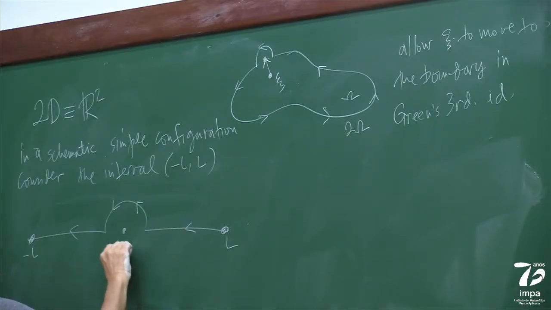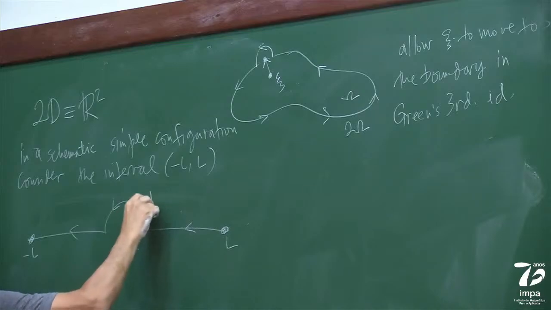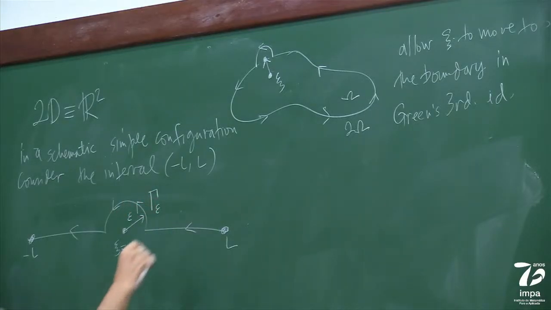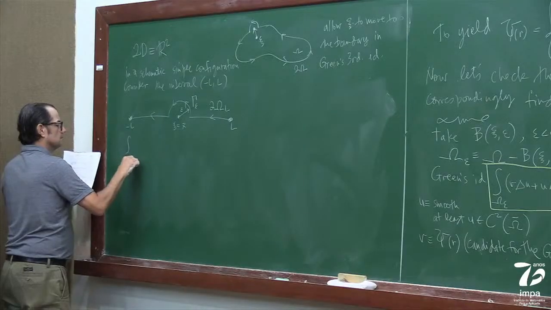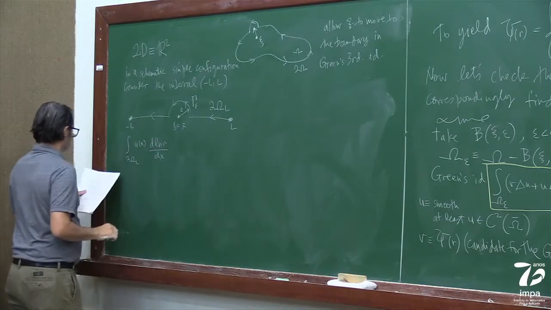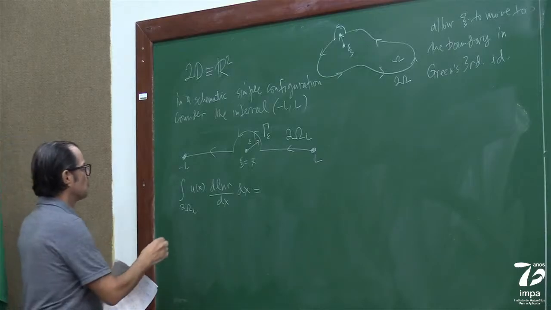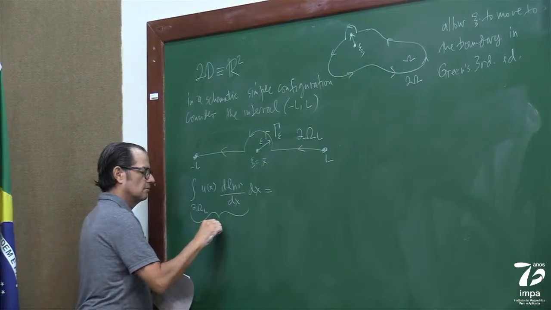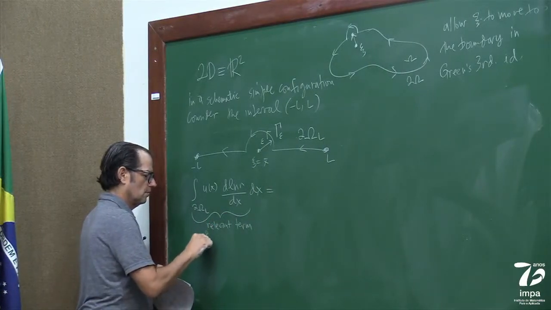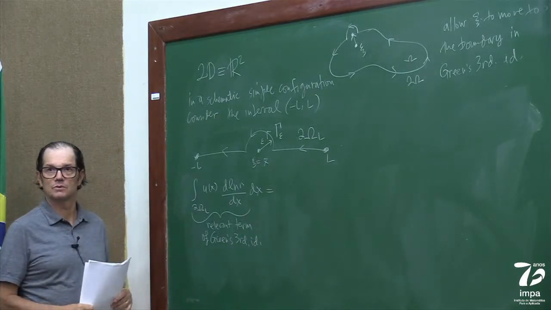Excuse me. The radius here is epsilon. I'm going to call this part of the contour gamma epsilon, and I'm going to call this contour omega L. And let me write Green's third identity, at least the part I'm interested in, like this. Okay, so this is the relevant term of Green's third identity. Okay, the important one.